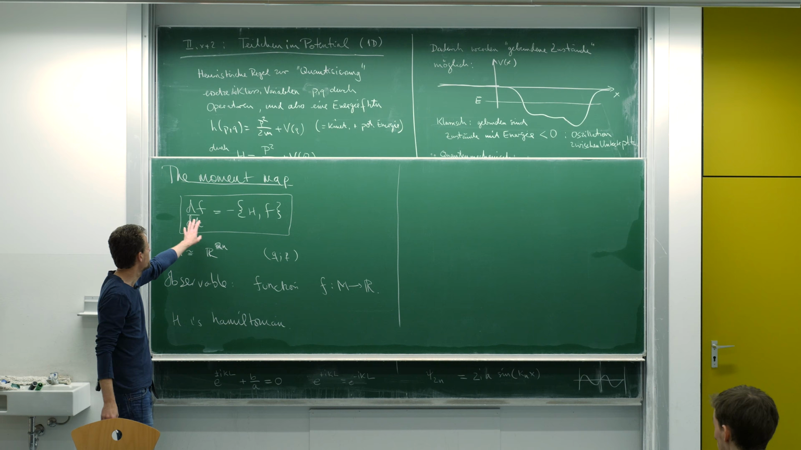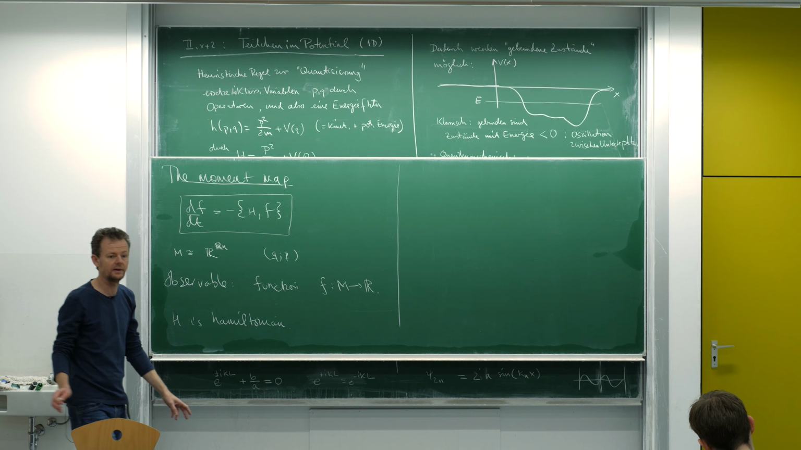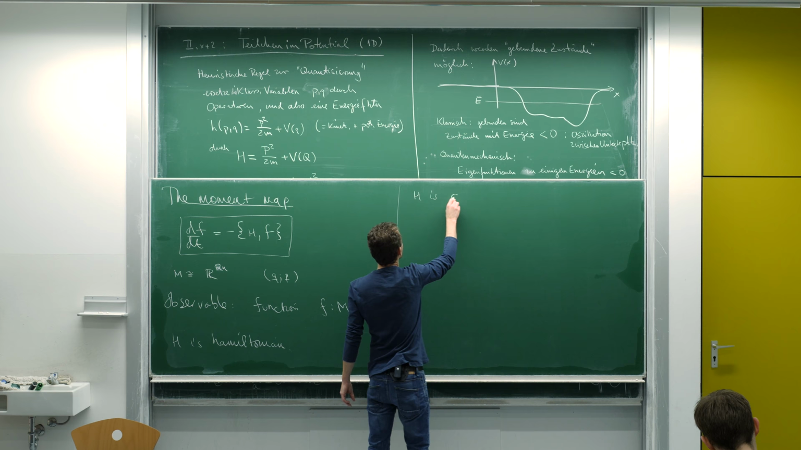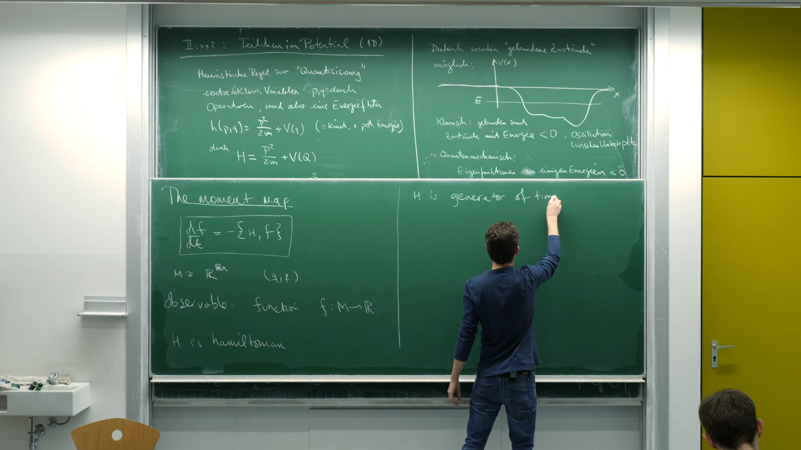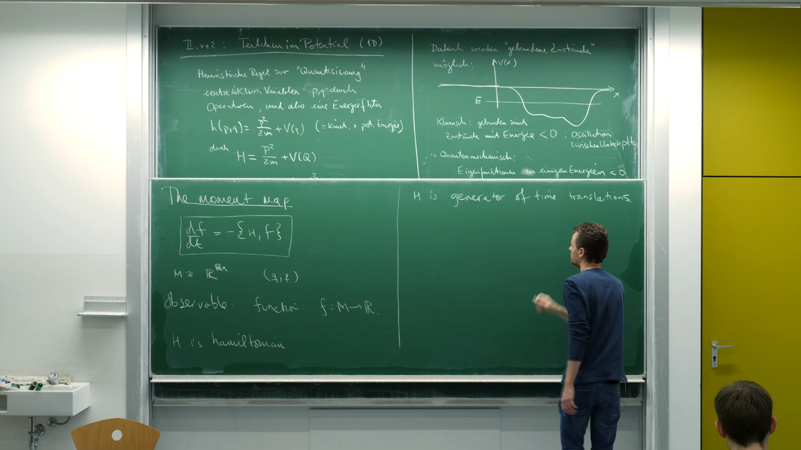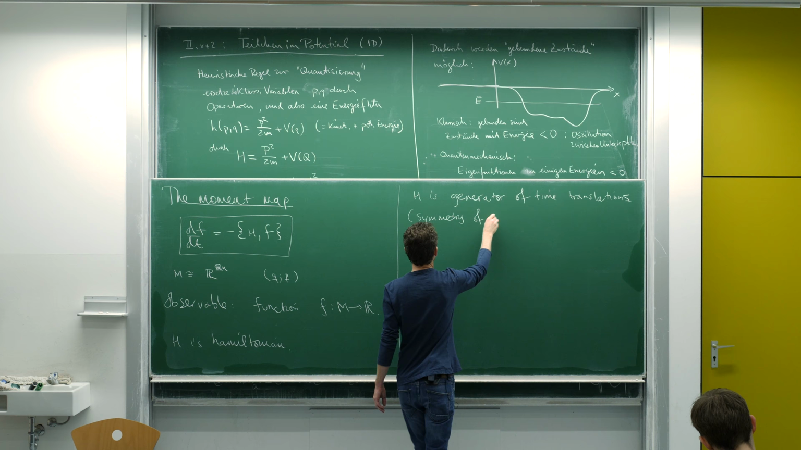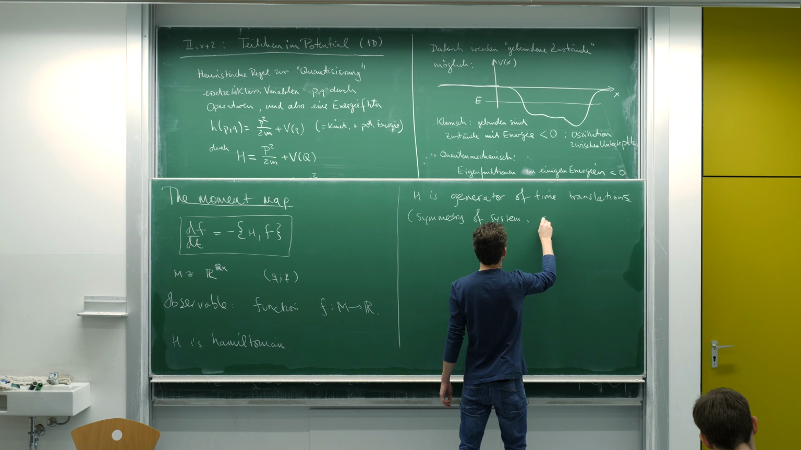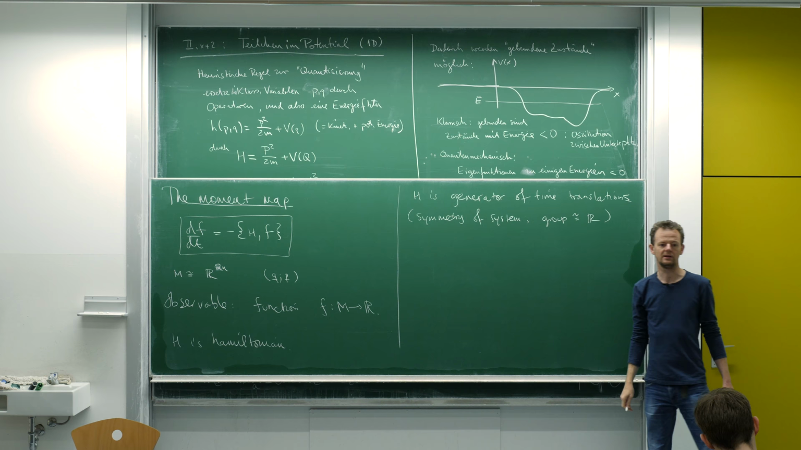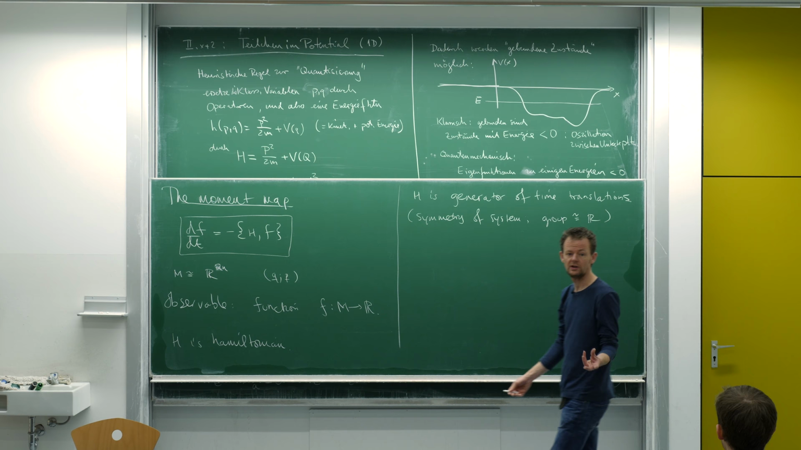So you could think of H, if you look at this, as the generator. You think of H as the generator of time translations. So that's a symmetry. And the symmetry group is isomorphic just to R, translating backwards and forwards in time. And you think of H as the conserved charge as well, so that's another interpretation.